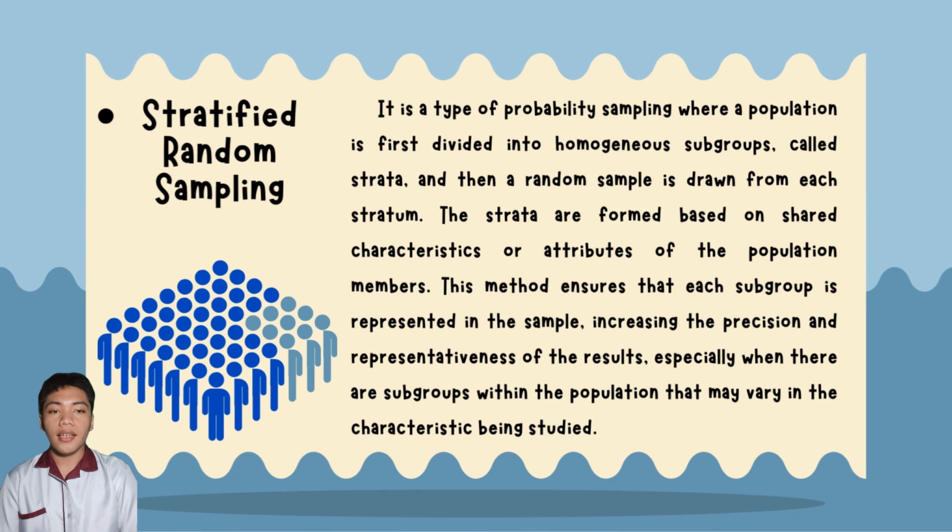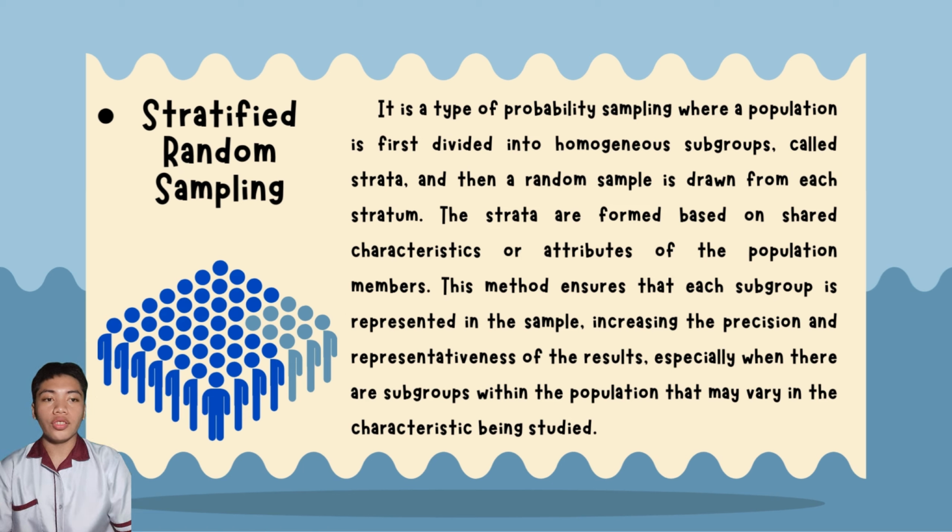Stratified random sampling. It is a type of probability sampling where a population is first divided into homogeneous subgroups called strata, and then a random sample is drawn from each stratum. The strata are formed based on shared characteristics or attributes of the population members. This method ensures that each subgroup is represented in the sample, increasing the precision and representativeness of the results, especially when there are subgroups within the population that may vary in the characteristics being studied.